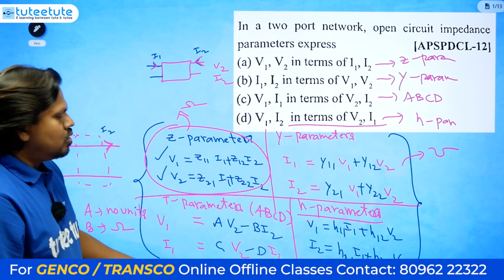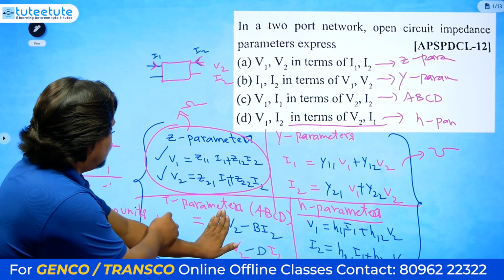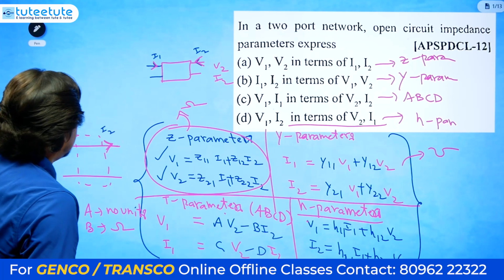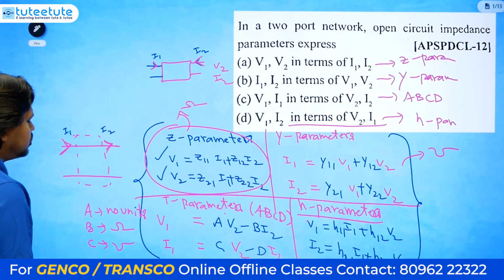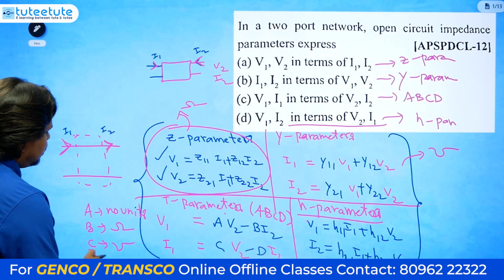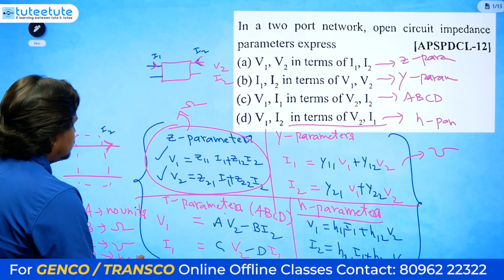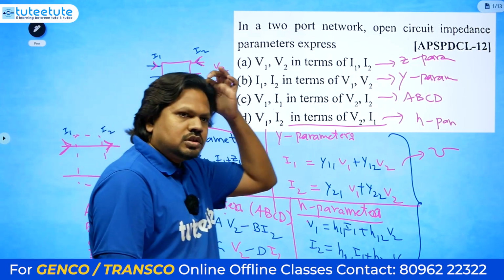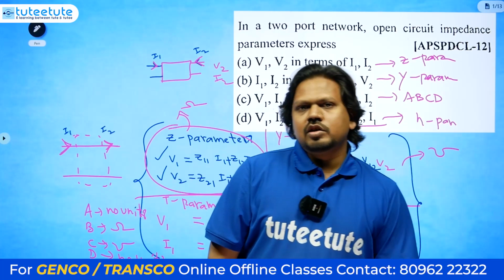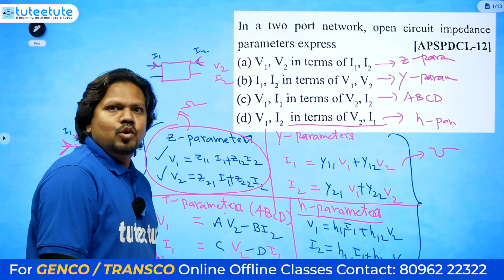If anybody doesn't know, just try this: put your hand over it, voltage divided by current is B. Then C is in terms of mho. Then what are the units of D? Current divided by current, so no units. These are important for us, and they may ask this kind of question. Some people will definitely make mistakes here, because some people don't concentrate much on two-port networks.